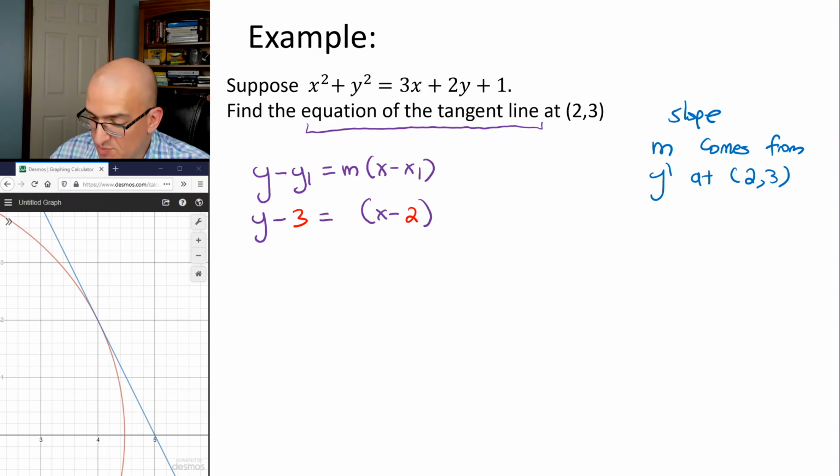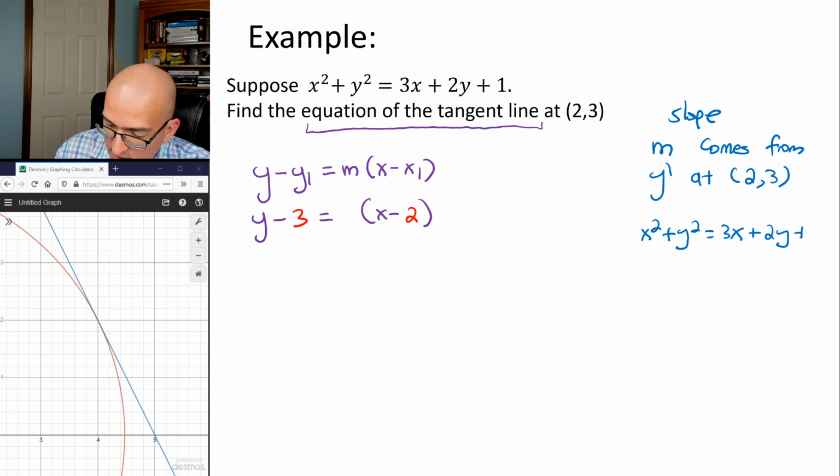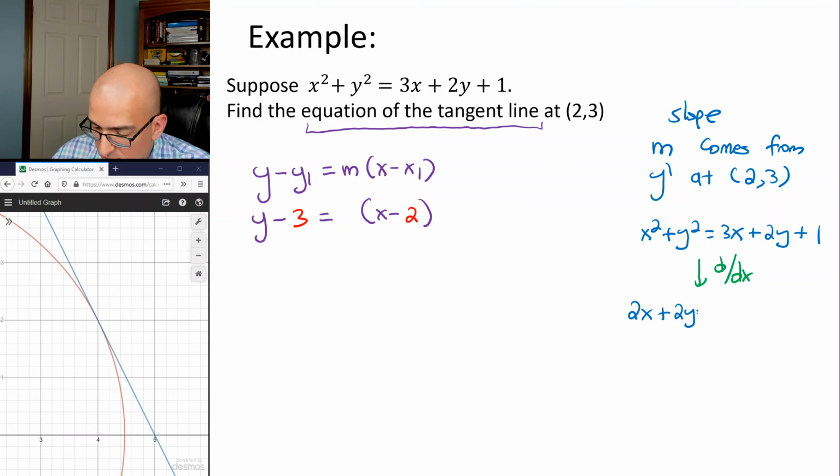So I'm going to write down the expression again. X squared plus y squared is equal to 3x plus 2y plus 1, and then take the derivative. Using implicit differentiation everywhere necessary, derivative of x squared 2x, derivative of y squared 2y y prime, derivative of 3x is 3, derivative of 2y is not 2, it's 2y prime, and the derivative of 1 is 0.